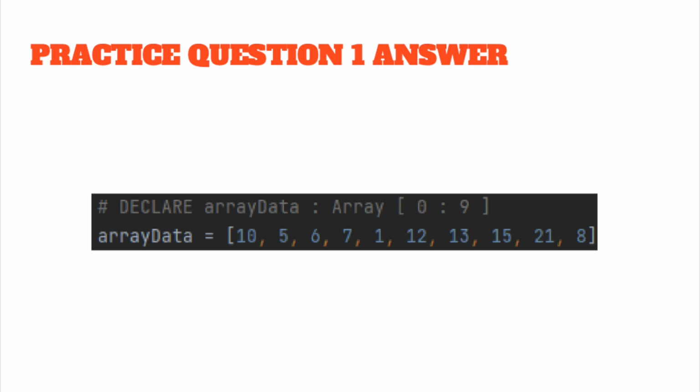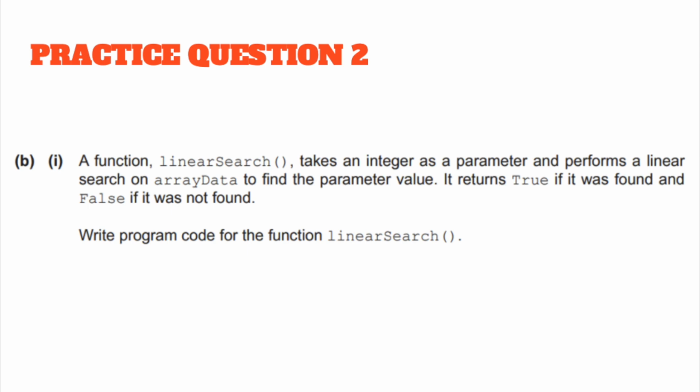That's fine. There is no convention of how to write it. You can do it in pseudocode, you can write it in plain English if you so wish. Array data then is assigned the values in square brackets 10, 5, 6, 7, and so on. That's all you needed. This would probably be worth about 2 marks. We now move on to practice question 2.